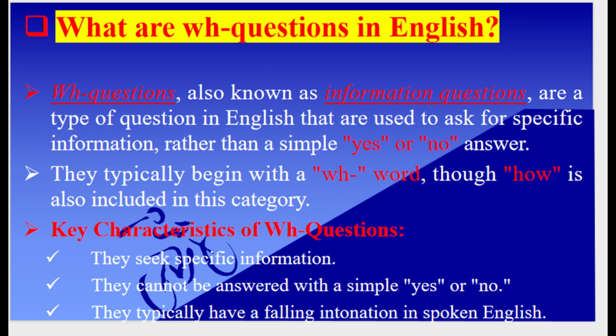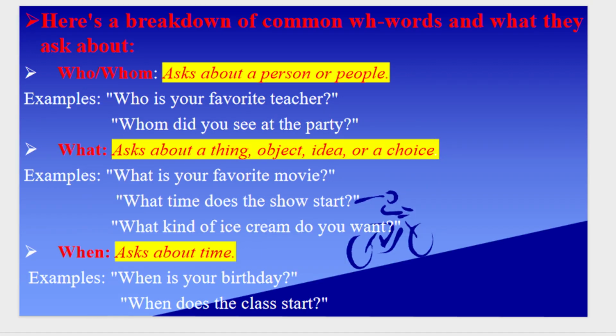Key characteristics of WH questions: they seek specific information. They cannot be answered with a simple yes or no. They typically have a falling intonation in spoken English. Here's a breakdown of common WH words and what they ask about.